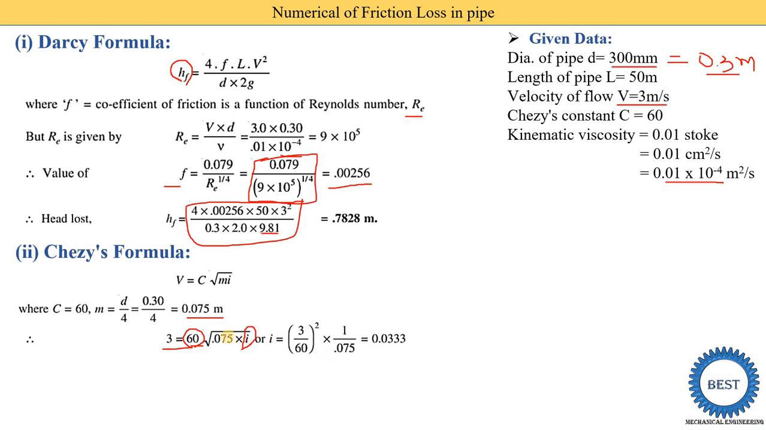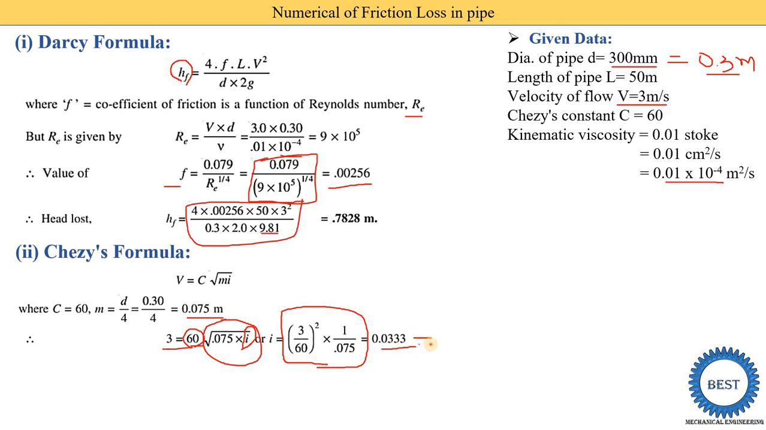Okay, and first we take the square on both sides. Then the under root is removed, which means the square is done on this side. Then this 0.075 is shifted to the left side, so it is 1 divided by 0.075. We solve this equation in a calculator and get the answer 0.0333. Okay, so this is the value of i.